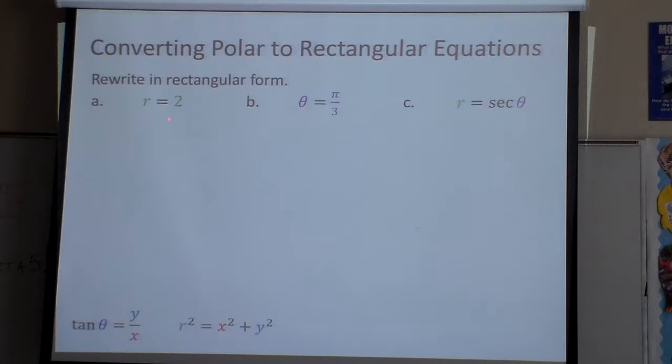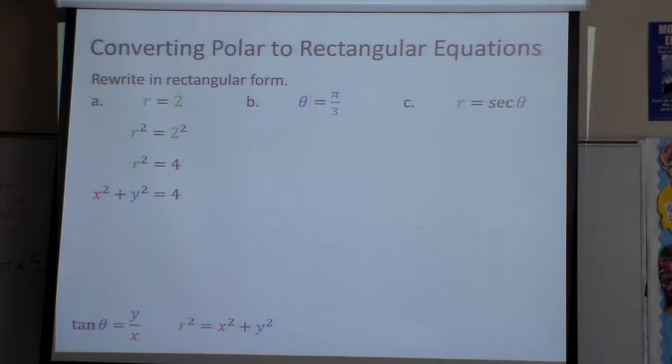So let's do this. If r is 2, let's square it. That means r squared is equal to 2 squared. Well, what is 2 squared? 4. And r squared is the same thing as x squared plus y squared. So therefore, r equals 2 is the same thing as x squared plus y squared equals 4. Woohoo! Not so hard now, is it?